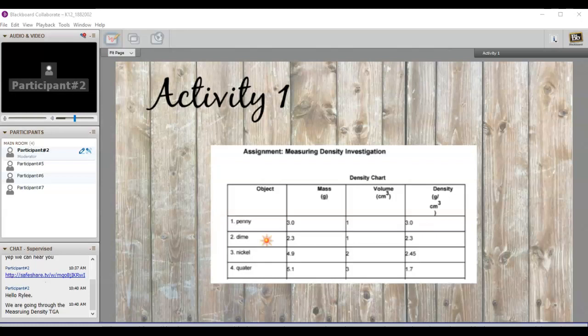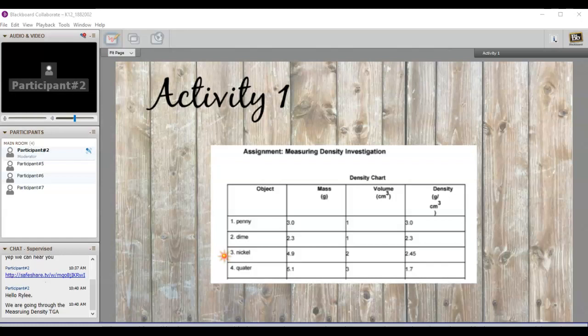So then we have a dime with a mass of 2.3. It displaces the water 1. So we have a density of 2.3. A nickel, 4.9. It displaces the water 2 cubic centimeters. And so that is a density of 2.45.